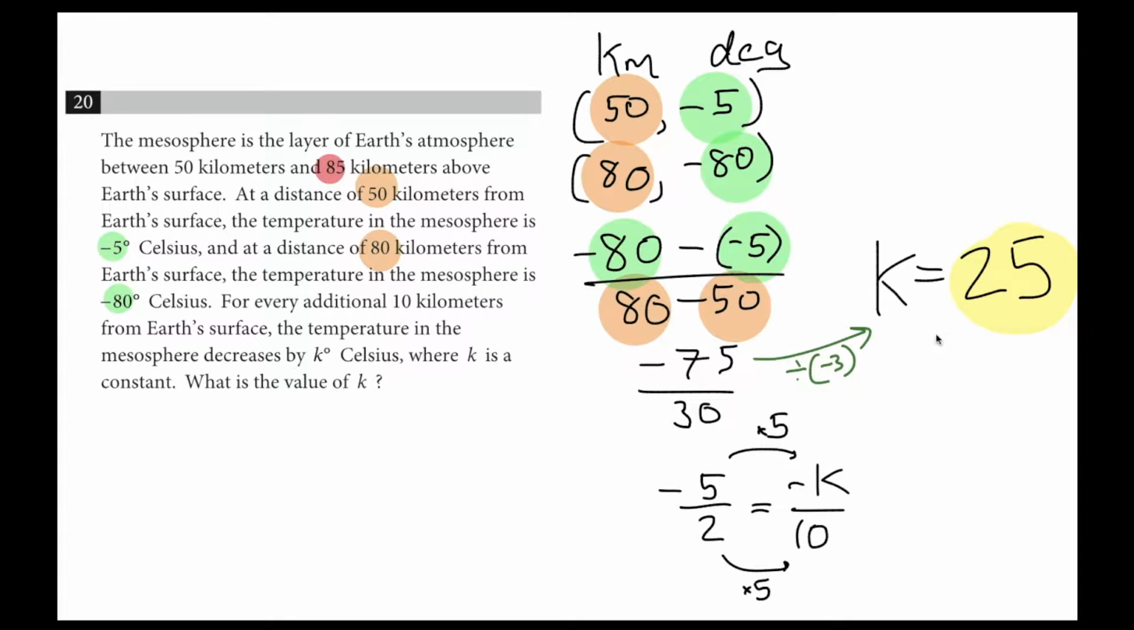A slightly faster way to get there is just to get to this part and realize that we need to get a 10 on the bottom. That's for every additional 10 kilometers. So you can divide this by negative 3 and get 25. Either way, k is 25. It's decreasing by 25 degrees every 10 kilometers. Here's a trapped number.